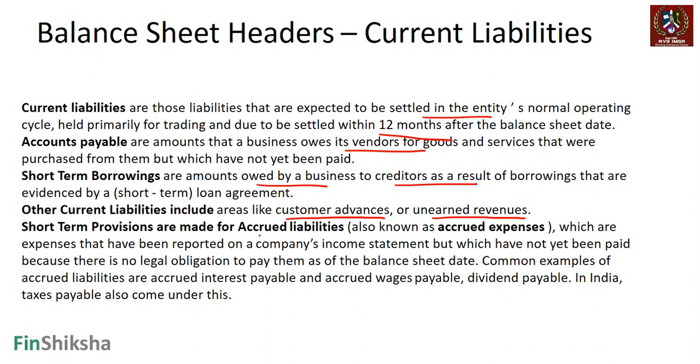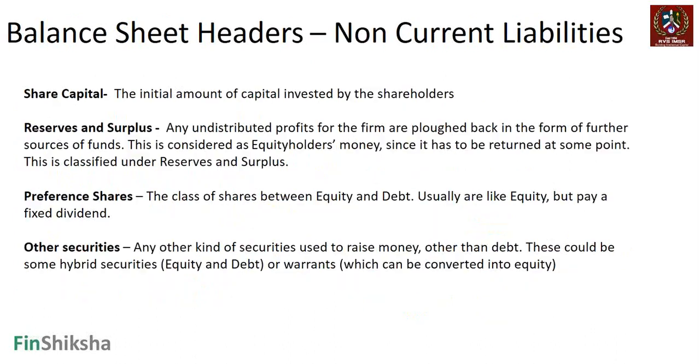Correct. Short-term provisions are made for accrued liabilities, also known as accrued expenses. These are expenses that have been reported, but they have not been paid because there is no legal obligation to pay as on the balance sheet date, right? So accrued wages payable, any kind of bonus declared, that's all that is going to come. Dividend payable, any tax payable, any accrued interest payable, all of that will come as a lot of the short-term provisions that are going to be made, right?